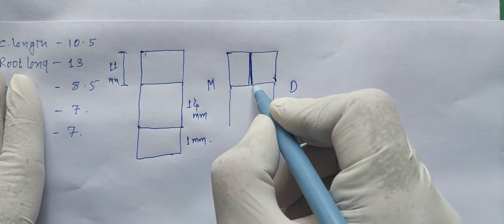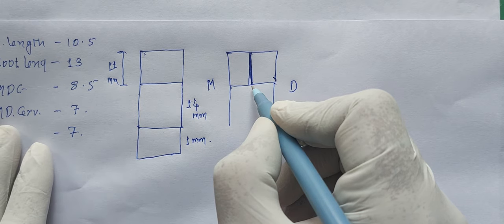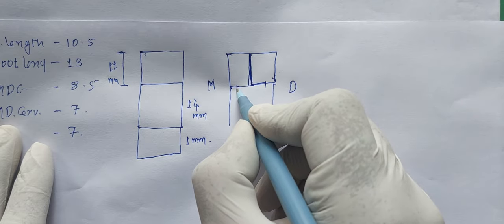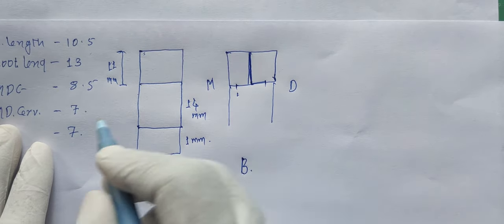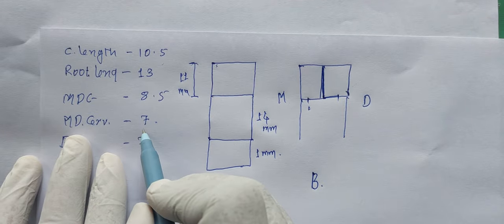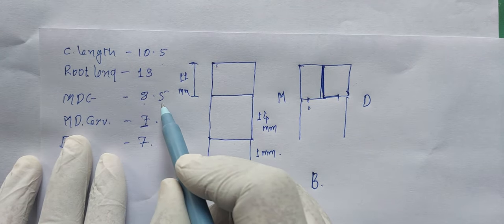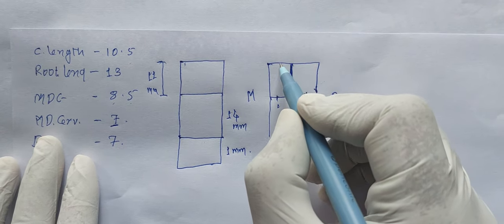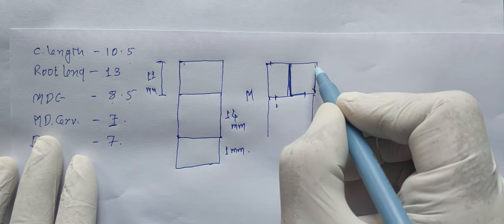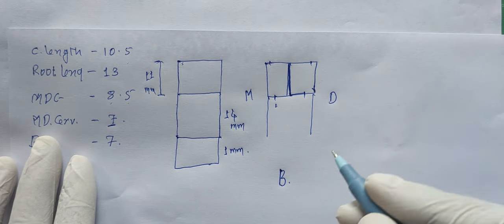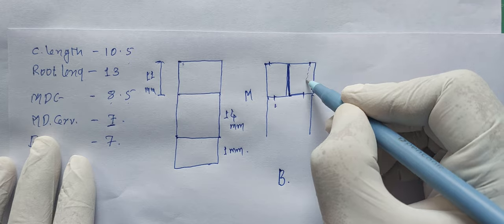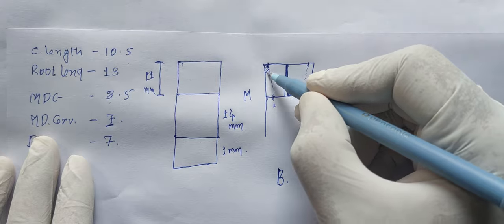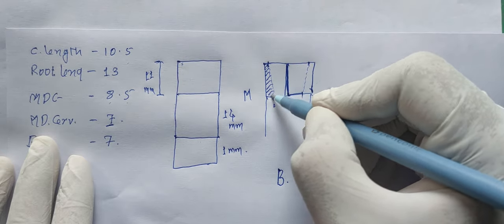From here, what is the dimension of cervical? The cervical is 7, so consider 8. So take 4 millimeter from this side and 4 millimeter from this side. So this is the cervix, the root length will come as 7 millimeter. The crown is 8.5, so keep it as 9. So 9 will be here, 3.5 on this side and 3.5 on this side. Okay, so draw a line here, and this part is excess, so remove this part of excess.